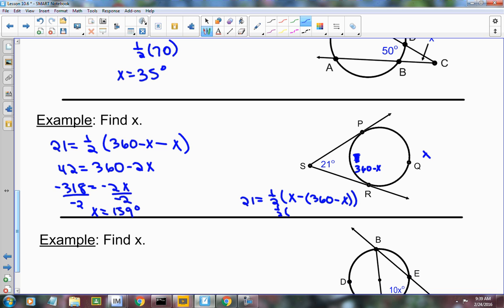And so this would be x minus 360 plus x. If I didn't do that, my x's would cancel out. I wouldn't have an x to solve for. So you got to be careful with your algebra there. All right. So when the unknown is the outside and this is a quantity, you have to distribute a negative. Okay. All right. Last one.